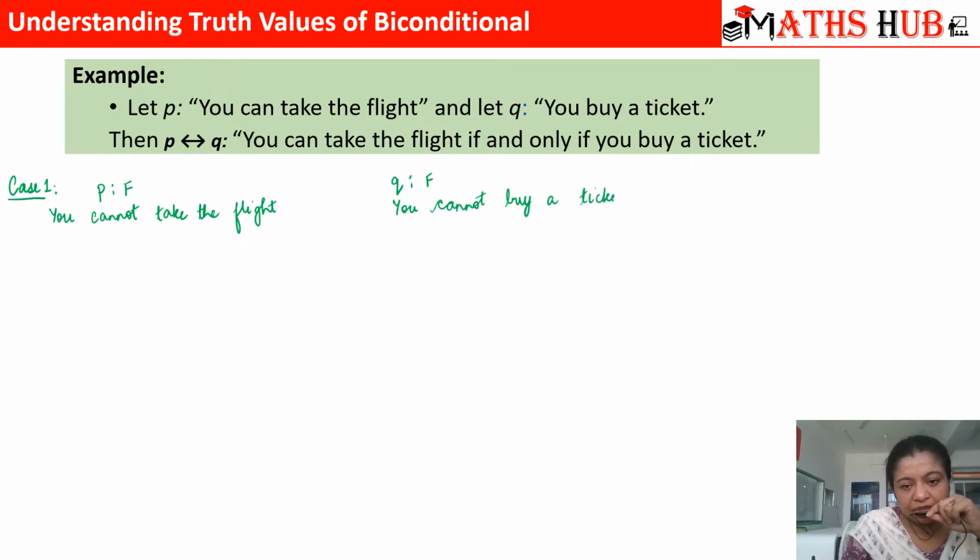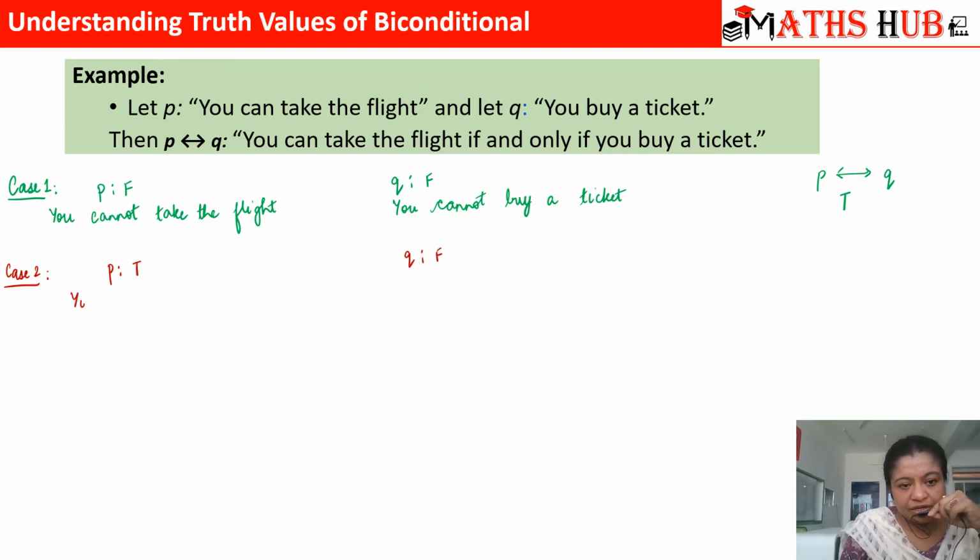So the argument is you take the flight if and only if you buy a ticket. If you cannot take the flight, you did not buy a ticket. So you did not take the flight because you did not buy a ticket. That is perfectly okay. If you don't have a ticket, obviously you cannot take the flight. Now case number two is when P is true and Q is false.